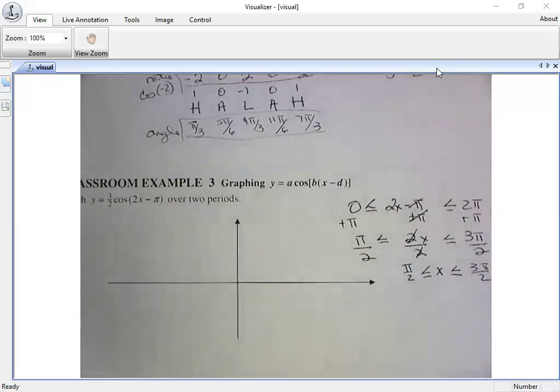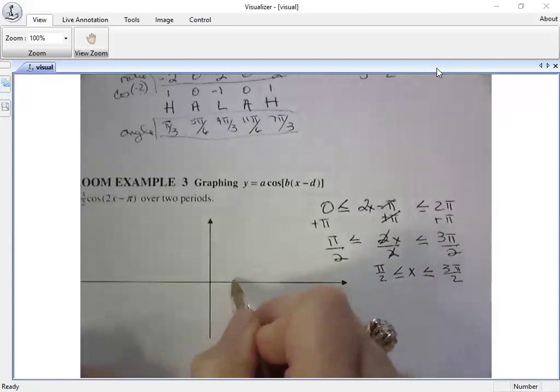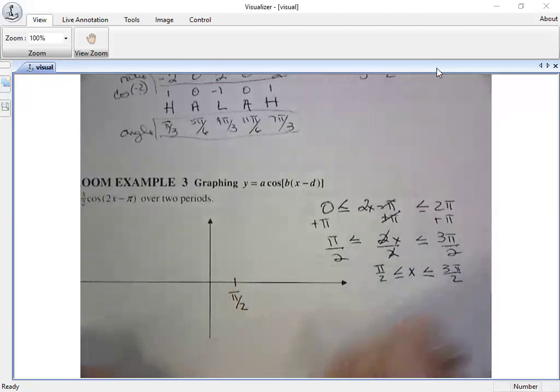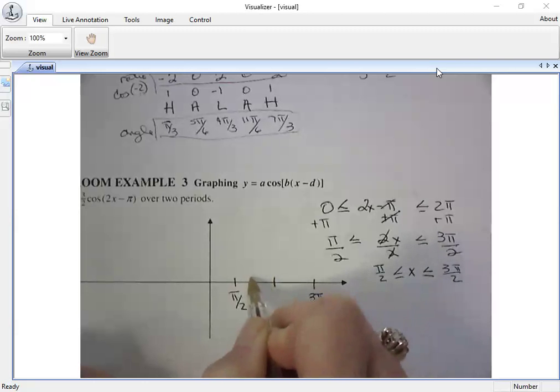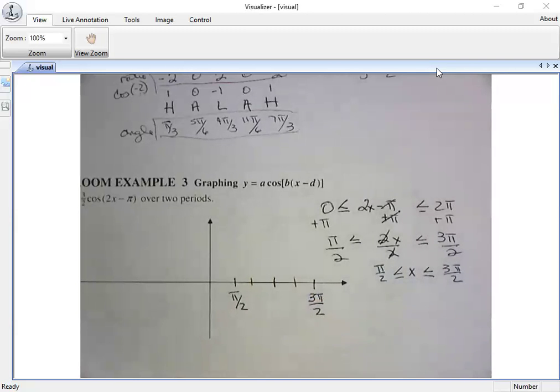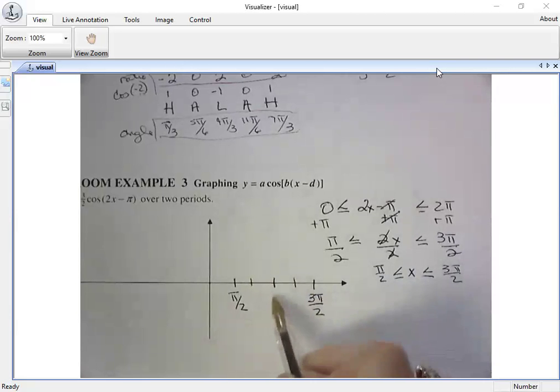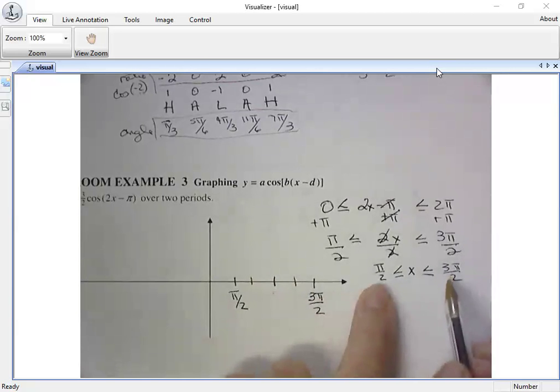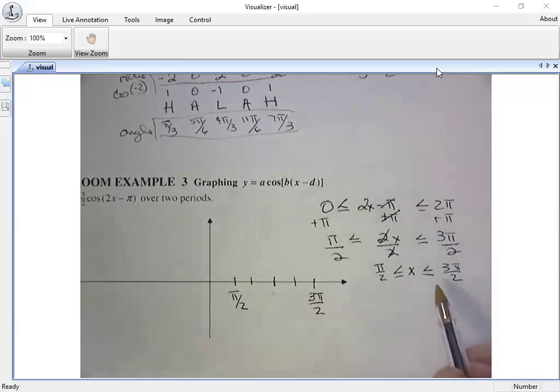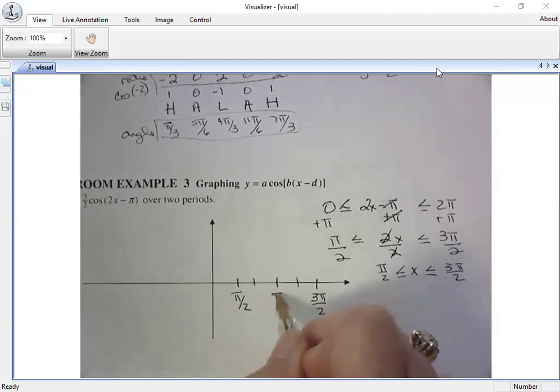So one period is going to start at pi over 2, and then it's going to end at 3 pi over 2. I've got to figure out what's in between, and then I'll get these other values. So talk to me about how I'm going to figure out this one. Add them up, divide by 2. Can you do this one in your head? Pi over 2 plus 3 pi over 2 is 4 pi over 2, which is 2 pi. Divide that by 2 and you get, good job.